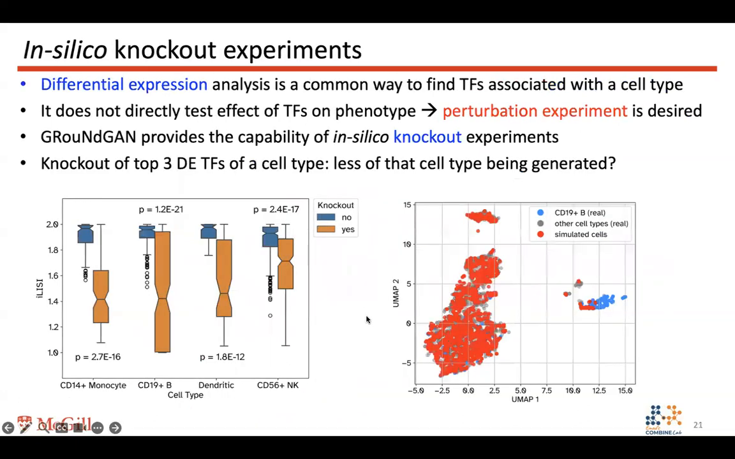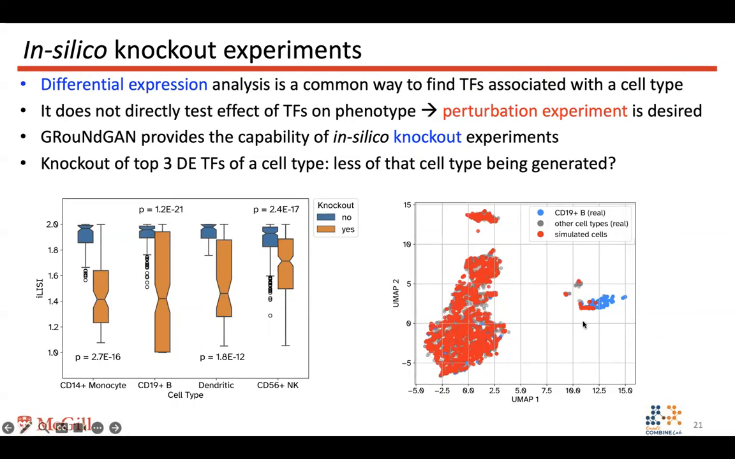After that, we were interested to apply GRouNdGAN for performing in silico knockout experiments. This is possible because GRouNdGAN allows us to sample from both observational but also interventional distributions. So we used the data set containing multiple cell types. We generated data, and then after that, we performed in silico knockout experiments where we knocked out the top 3 differentially expressed transcription factors of 4 of our cell types and asked whether that knockout results in less cells of that type being generated by GRouNdGAN. And this was exactly what we observed.